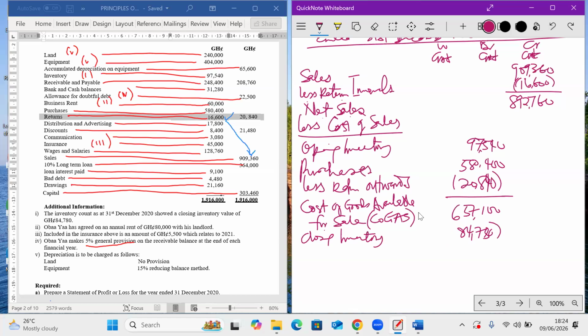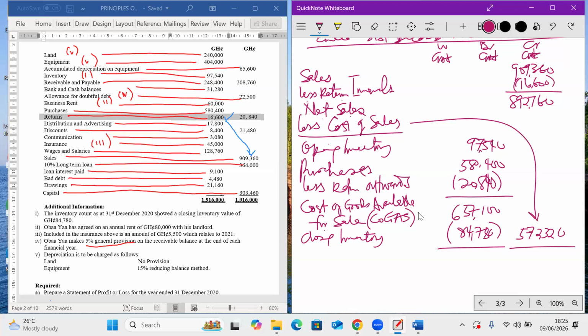The opening inventory is added. The closing inventory is subtracted. Don't change it. Opening inventory is plus. Closing inventory is negative. Are you okay? Yes, sir. What do you have? 572,320. You can write it on the same line. This 572,320 is called cost of sales.